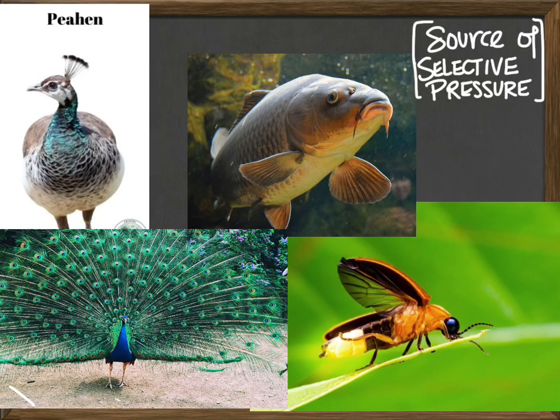Whether it's peahens who just can't resist a boy with a big, beautiful tail, or lady carp who look at the nest that this bad boy has made and say, ooh, I want to lay my eggs there. The source of the selective pressure here is always about the individuals that someone might get to mate with, and making oneself or one's nest or one's light, in the case of lightning bugs, more attractive to those potential mates.